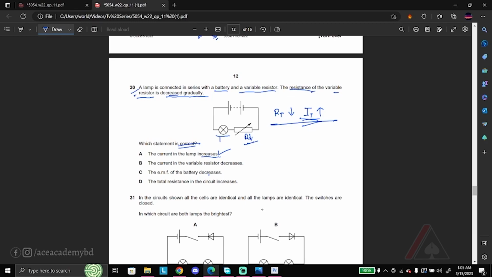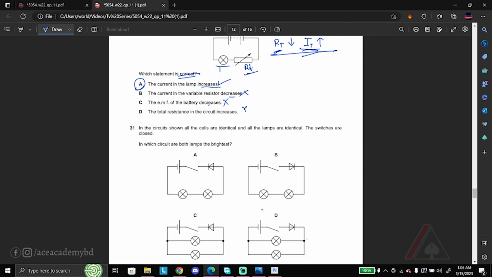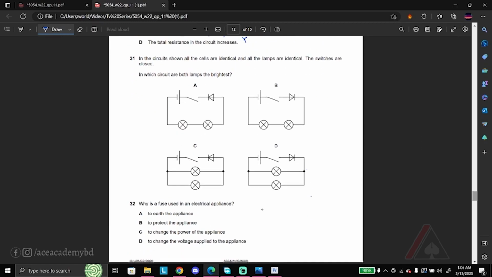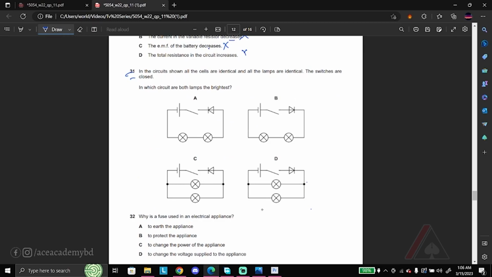The current in the variable resistor decreases. Now, it will also increase, so it is incorrect. The EMF of the battery, the total EMF of the circuit, is not affected at all, so this would be incorrect. The total resistance in the circuit increases, not decreases, as we found out. So this is the correct answer. Yes, correct option. Okay, so let's move on to question 31.